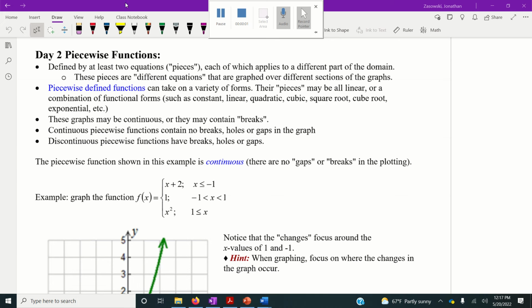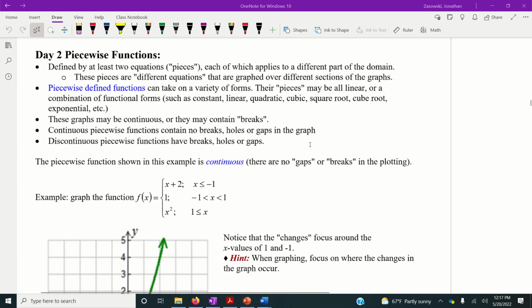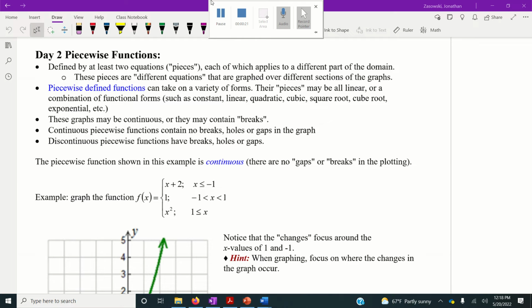Alright, we're taking a look at day 2 here, which is piecewise functions. So number one, a piecewise function is one function that is actually made up of two or more graphs that are put together. And so what happens is we end up with something that is referred to as a restricted domain. Alright, so we're going to take a look at an example here for the first one.